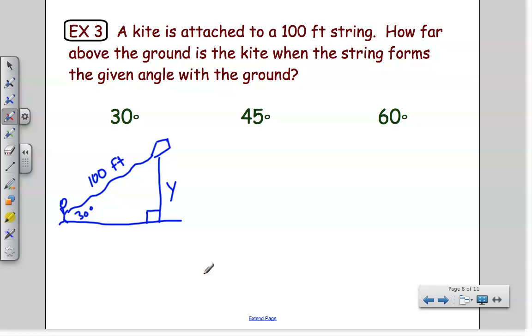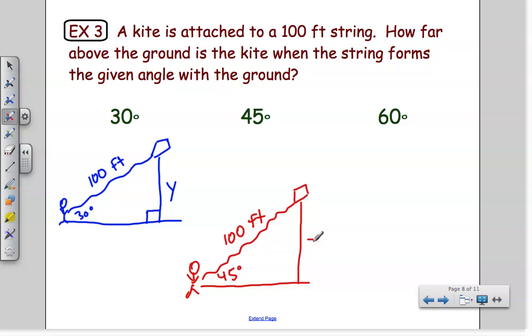Now it looks like the kite's making a 45-degree angle with the ground. Now it's a little bit higher up here. The kite string is still 100 feet, but I'm forming an angle of 45 degrees with the ground. I want this height, call this z. It is a right triangle. This one is a 45, 45, 90 right triangle. I have the hypotenuse. I need this leg, which would also be the same as this leg. Again, do this one for tomorrow.